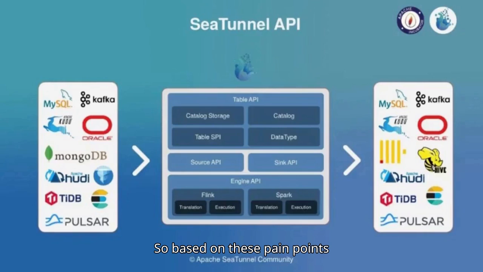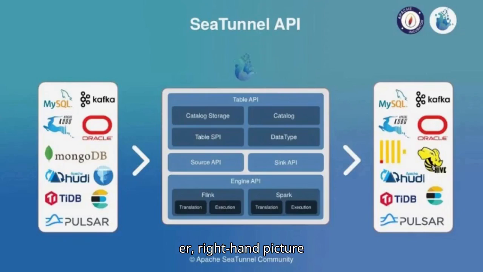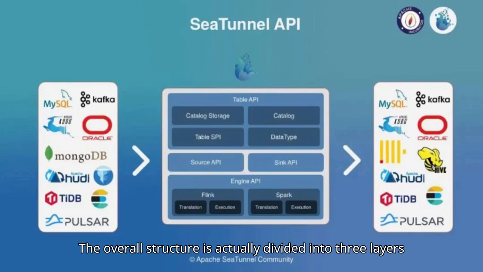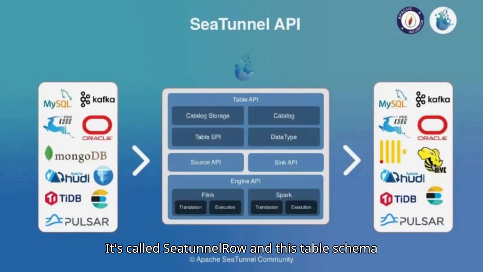So based on these pain points, the community has designed and implemented this V2 version API. According to the picture on the right, the overall structure is divided into three layers. The first is the table API, then below it is the source and sink API, and at the bottom is the API of the engine. The table API defines SeaTunnel's own data structure, called SeaTunnel row, and the table schema, to do data isolation.